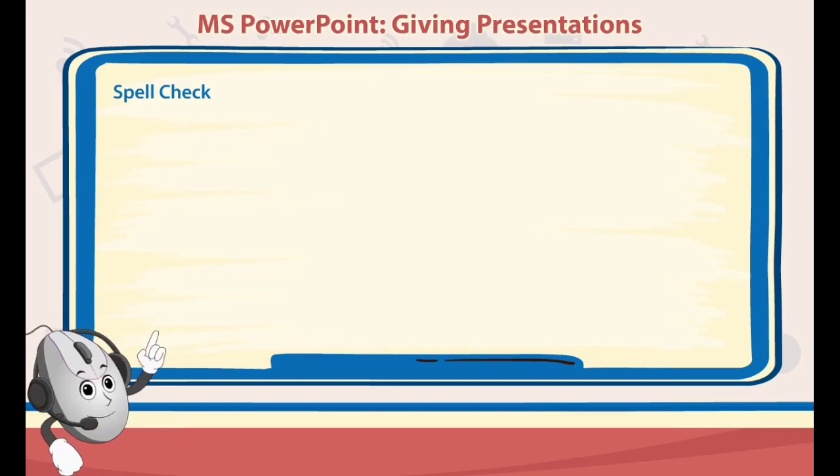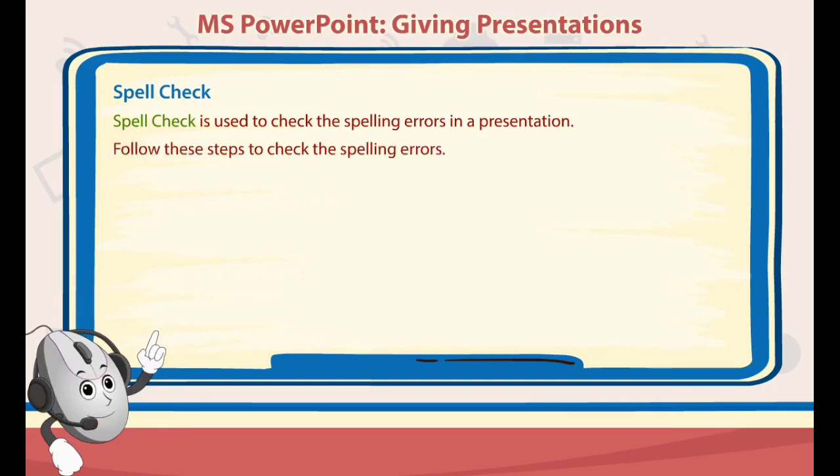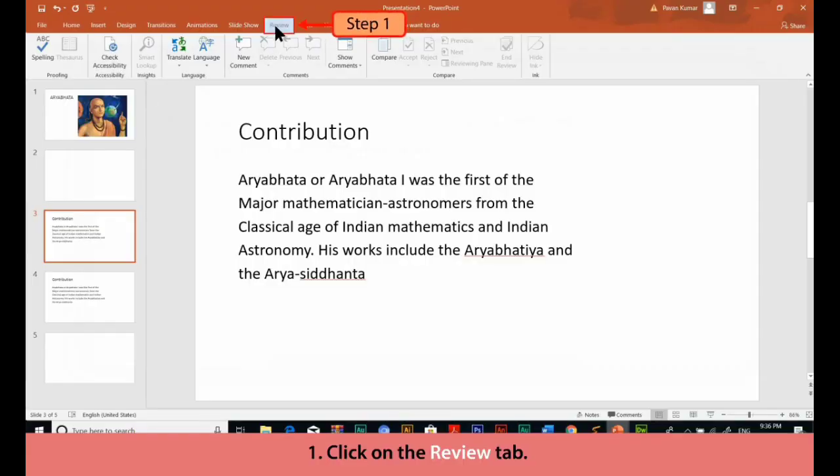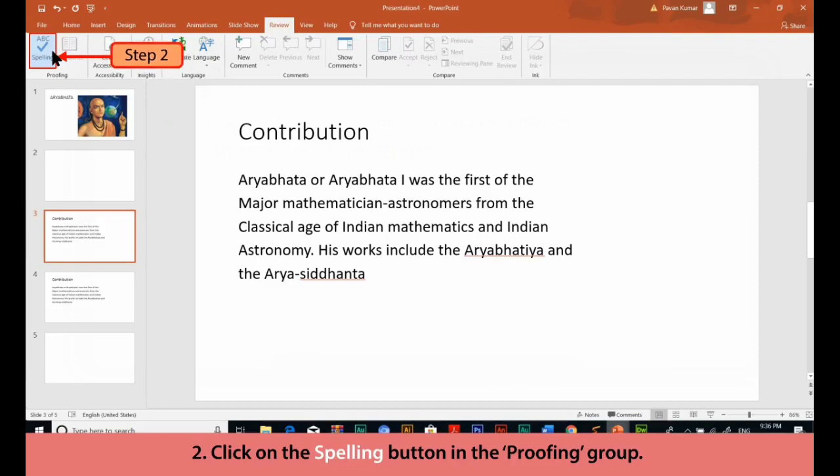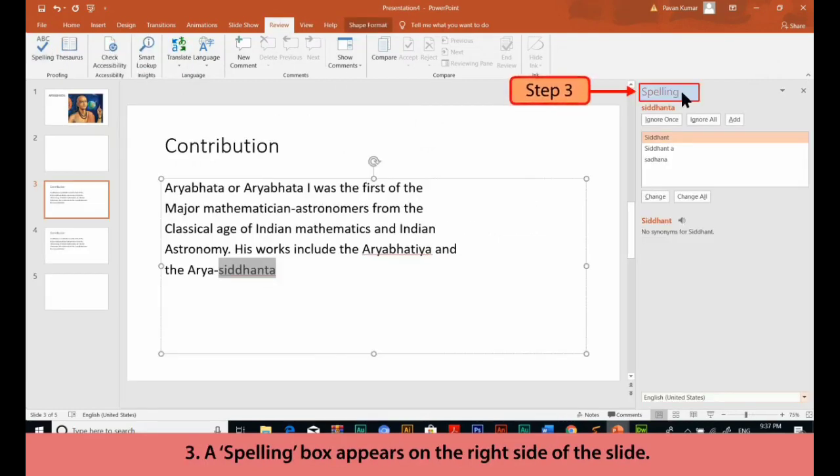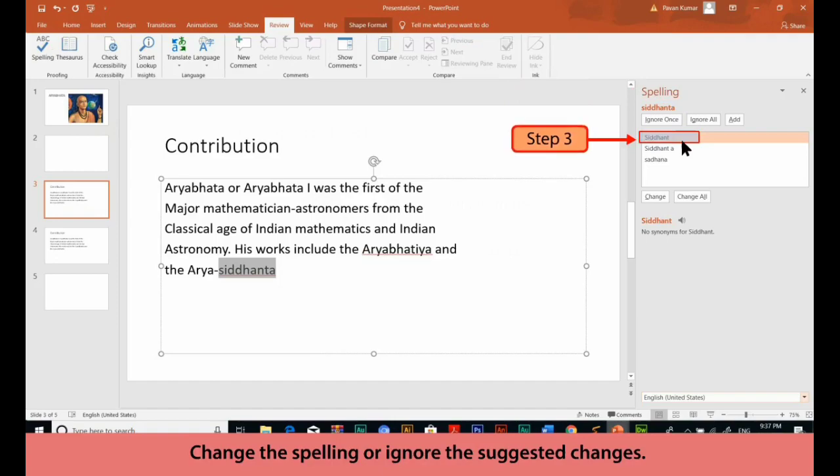Spell check. Spell check is used to check the spelling errors in a presentation. Follow these steps to check the spelling errors. 1. Click on the Review tab. 2. Click on the Spelling button in the Proofing group. 3. A Spelling box appears on the right side of the slide. Change the spelling or ignore the suggested changes.